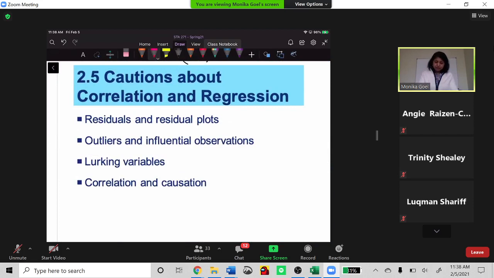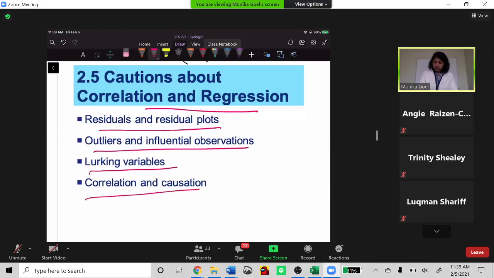Cautions about correlation and regression. What are the things you need to be careful about when you work with correlation and regression? We need to look at residuals and residual plots, outliers and influential observations, lurking variables, and correlation versus causation.